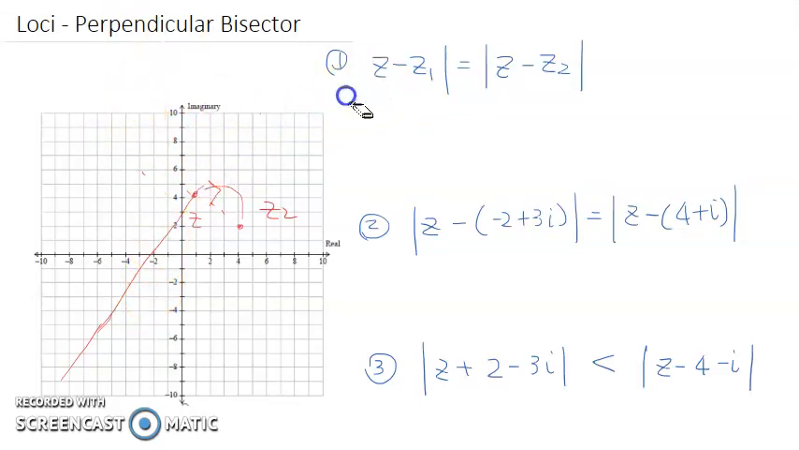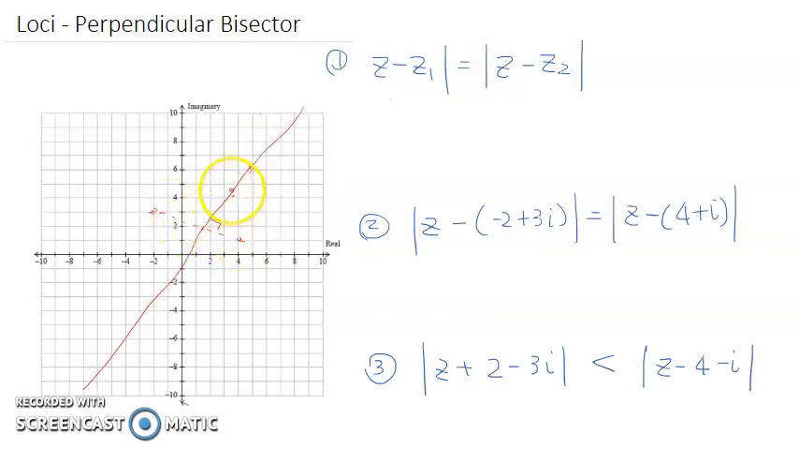Now, let's have a look at the second example with more specific numbers. The second example says the distance from negative 2 plus 3i, so I'm going to draw negative 2 plus 3i, is equal to the distance from z to 4 plus i. I'm going to locate this point, 4 plus i. Since the distances from the complex number to these two points are equal, again I know it's going to be the perpendicular bisector, this straight line.